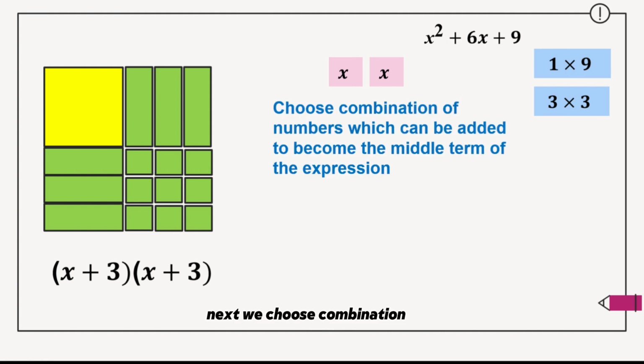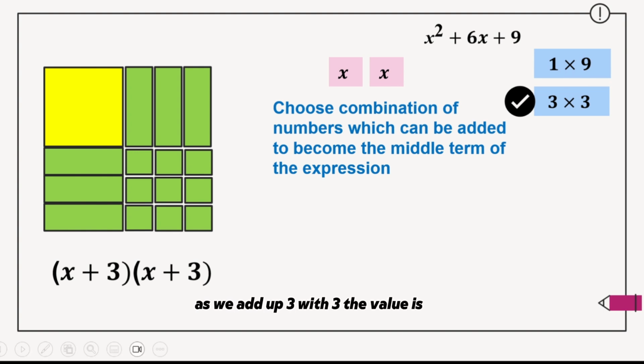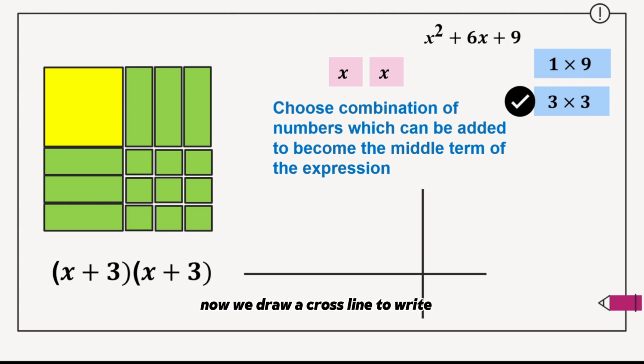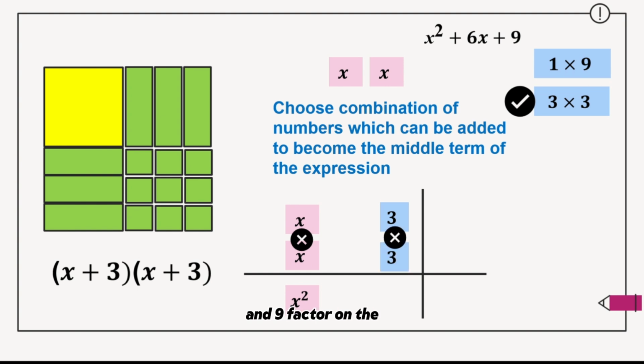Next, we choose the combination or pair that, when we add up the factors, the answer will equal the middle term. Here, we choose 3 times 3. As we add up 3 with 3, the value is equal to 6. Now, we draw a cross line to write the factors inside. Begin with writing the x squared factors on the left and the 9 factors on the right.